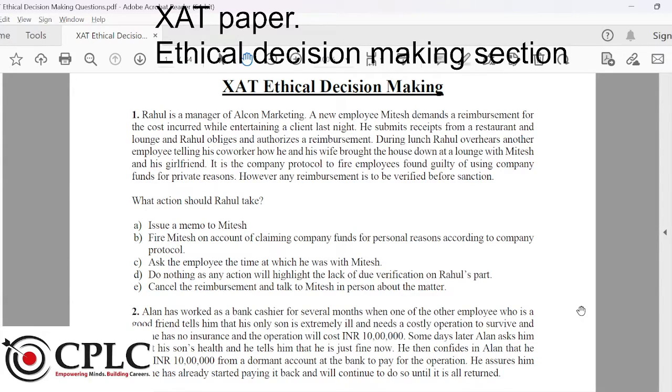Hi everyone, this video is for the section ethical decision making, which is asked only in the XAT paper. No other MBA entrance has such a section. Now this section is entirely different from what we generally learn for CAT or NMAT or any other entrance. So in addition to aptitude, XAT has this section. This section can be easy, or of an average level for most people.